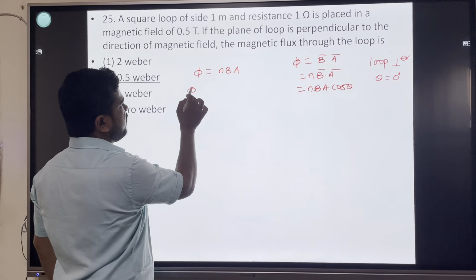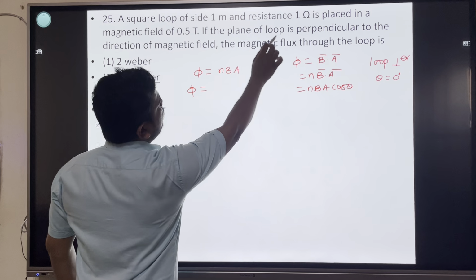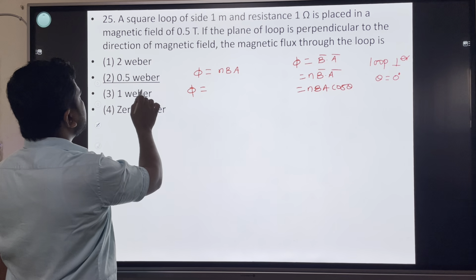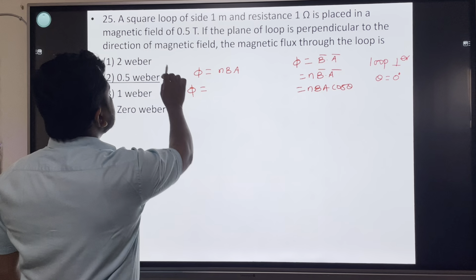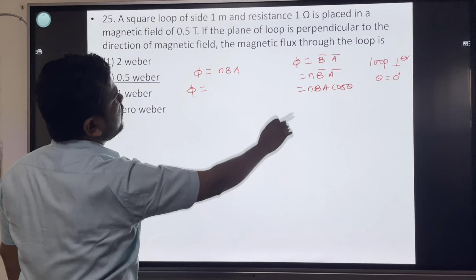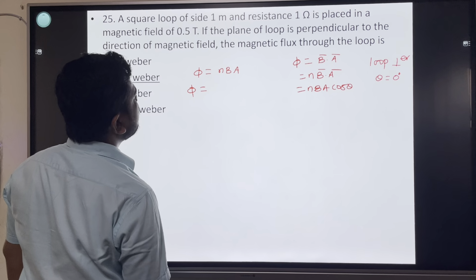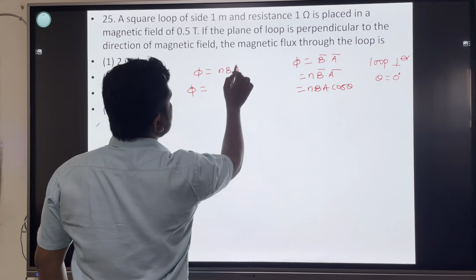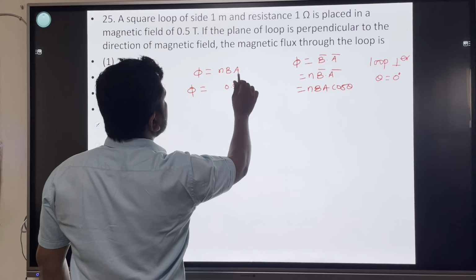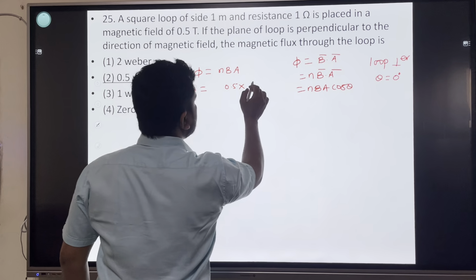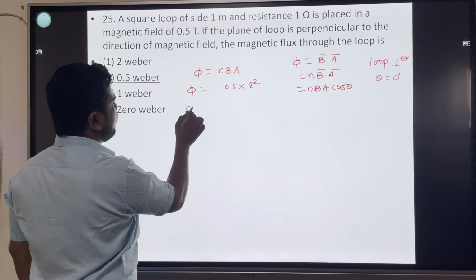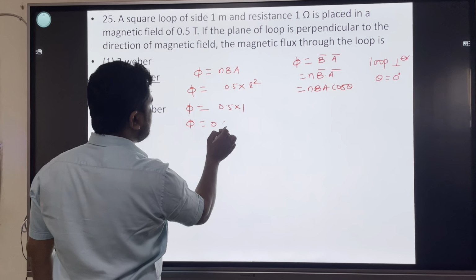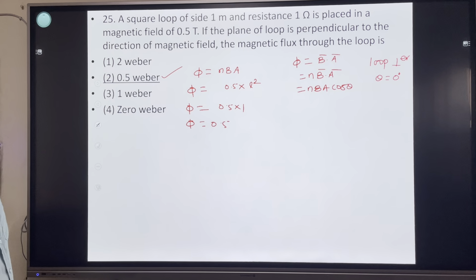Therefore, put the values. Number of turns is not given. Square loop of side 1 meter, resistance 1 ohm, placed in magnetic field of 0.5 Tesla. Area is side square, length square, then phi is equal to 0.5 into 1, phi is equal to 0.5 Weber. Direct question. Next.